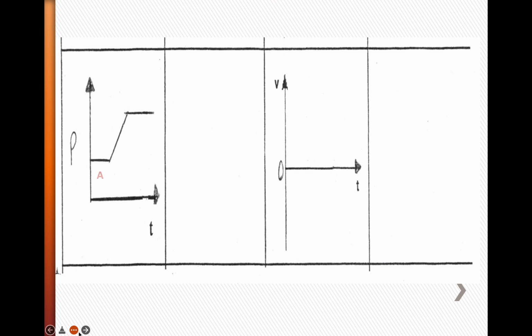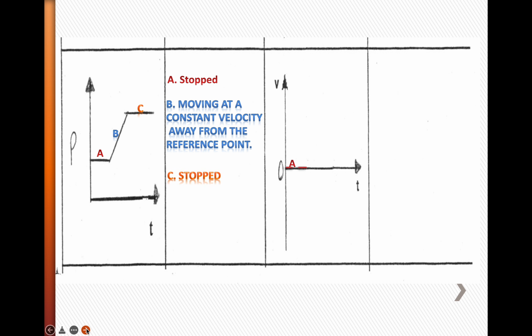Okay. I'm going to move kind of quickly through here because these are pretty similar. Again, you can pause the video if you'd like to look at examples. Here A is stopped, B is moving, C is also stopped.